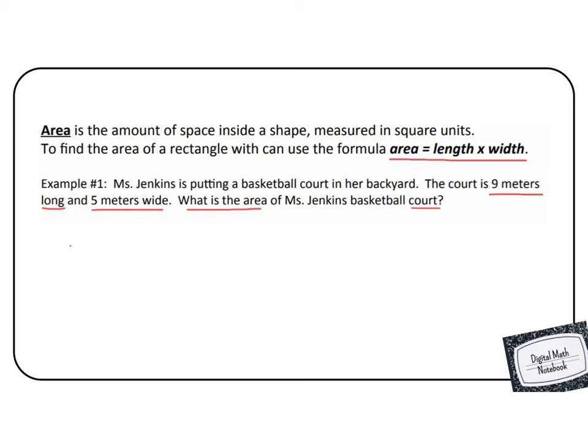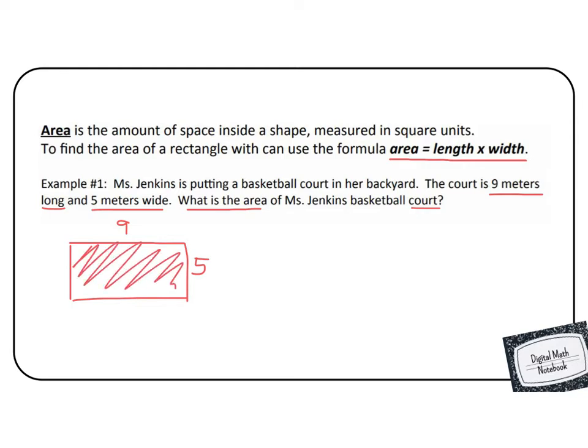So let's draw a picture of this just to think about what we're doing. We know that the length is 9 meters and the width is 5 meters. We're trying to find the space inside. Area equals length times width. So that would be 9 times 5. 9 times 5 is 45.